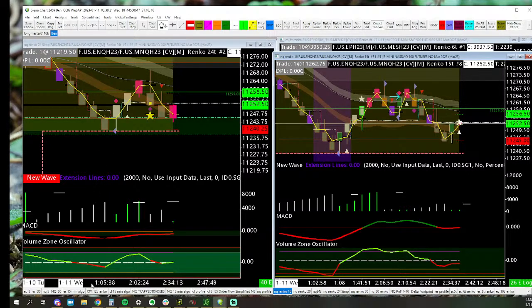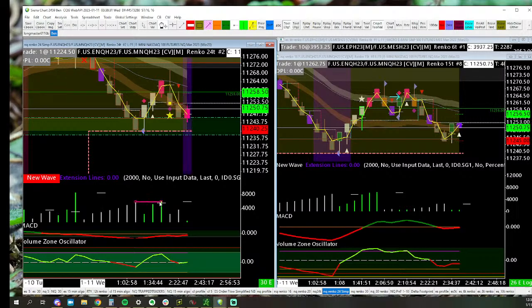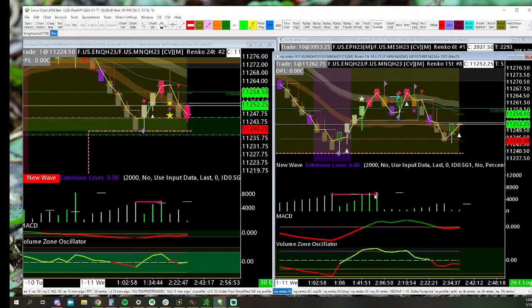Okay, so let's see what we're doing here. So I got in here. We got that little bit of a scalp. They're trying to pull back. Did we put in a dominant wave? We did. They actually pulled off a dominant buy wave on the higher time frame. I actually didn't notice that. This one we already knew was dominant. See that? They did not break the low.